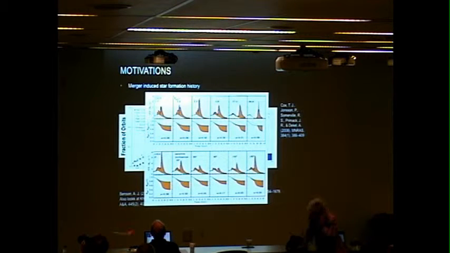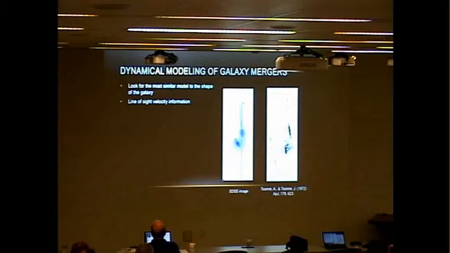Also, merger-induced star formation rates depend on the orbital parameters of the mergers, like the pericentric distance. This is from T.J. Cox's paper, 2008, which shows the dependence of the merger-induced star formation rate on the pericentric distance and on the inclination of the disks. So how do we do the dynamical modeling?